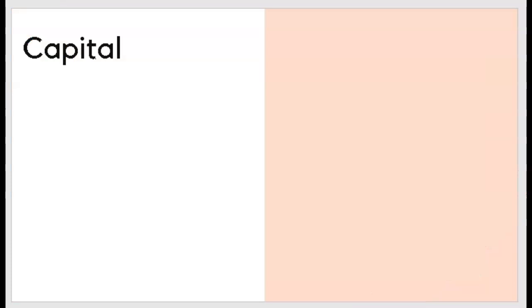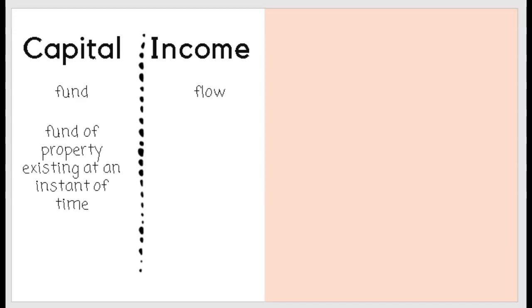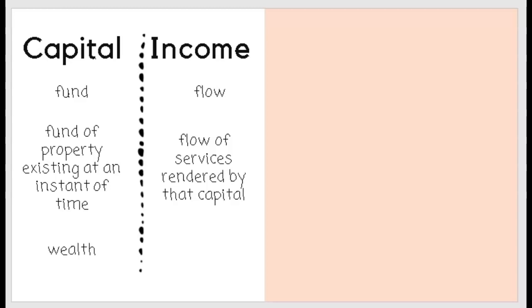The distinction between capital and income is well settled in our jurisprudence, as held in the early case of Madrigal versus Rafferty. The essential difference between capital and income is that capital is a fund, income is a flow. A fund of property existing at an instant of time is called capital. A flow of services rendered by that capital, by the payment of money from it, or any other benefit rendered by a fund of capital in relation to such fund through a period of time, is called an income. Capital is wealth, while income is the service of wealth.